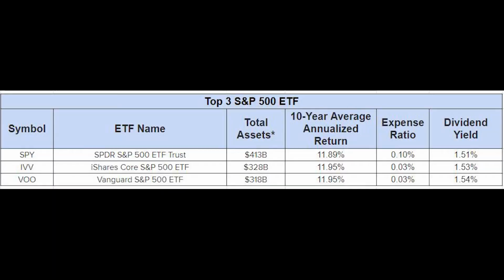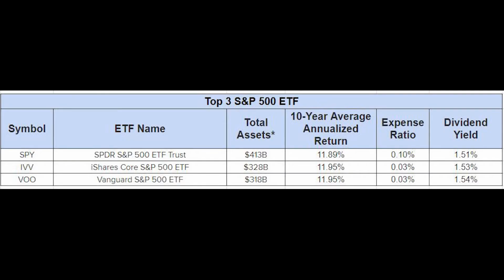Looking at the performance, we can see that there is not a significant difference in performance of the top 3 ETFs. Coming to the expense ratio, S&P 500 ETFs have the lowest expense ratio when compared to actively managed mutual funds. And as you can see, all the 3 ETFs have expense ratios less than or equal to 10 basis points or 0.1%. Finally, coming to the dividend yield, all the 3 ETFs have only marginal differences in their dividend yields.